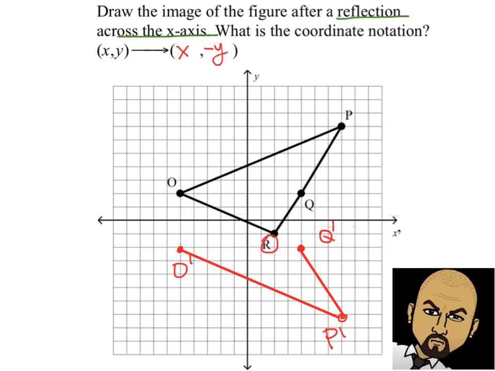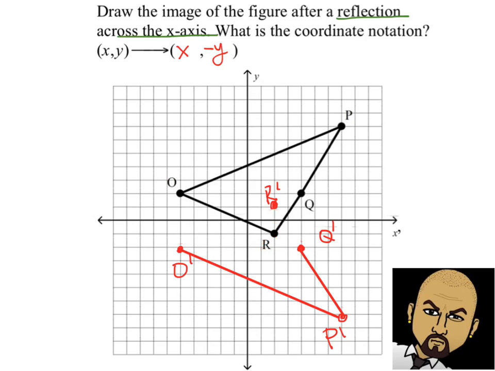Now, R is a little bit confusing. All our other vertices are above the x-axis, and so when we reflect, we go below the x-axis. But R is below the x-axis in the pre-image, and so in the image, we have to go above the x-axis. R is 1 unit away from the x-axis, so we go the opposite way, and that's where we end up with R prime.